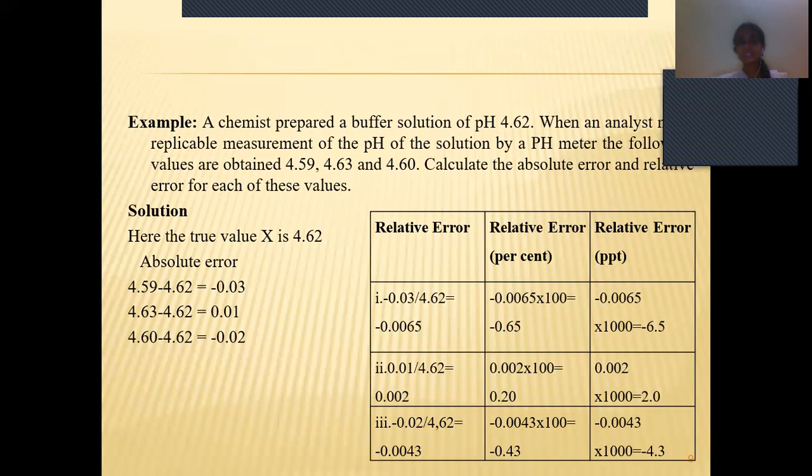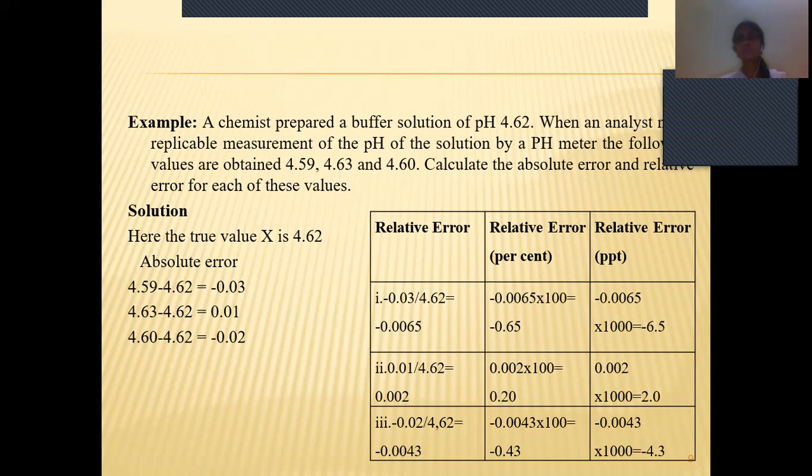For example, suppose a chemist has prepared a buffer solution for pH 4.62 and repeated the experiment 3 times. He got different values: 4.59, 4.63 and 4.60. Among these three values, we have to find the absolute error and the relative error for each value. The question is that the chemist prepared the buffer solution for pH 4.62, repeated the experiment 3 times, and got the values 4.59, 4.63 and 4.60.